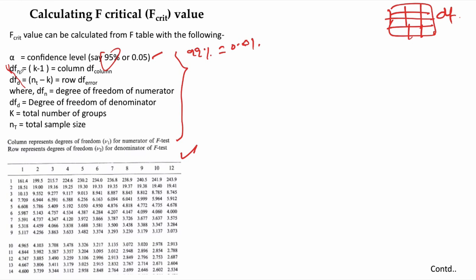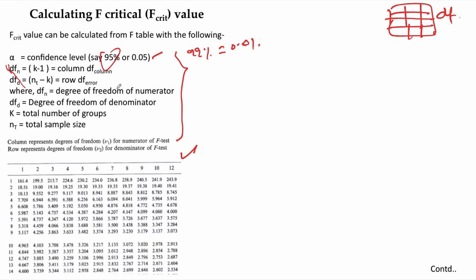dfn we call the degree of freedom of the numerator. dfd is the degree of freedom of the denominator, which are k minus 1 and nt minus k respectively, where k is the total number of groups and nt is the total sample size. Very easy to understand, and very easy to calculate.